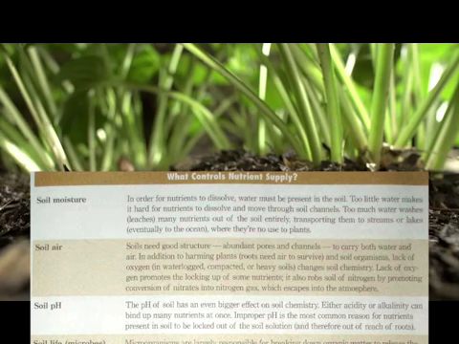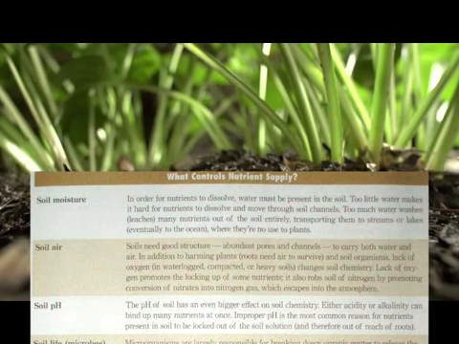Soil air. Soils need good structure, abundant pores and channels to carry both water and air. In addition to harming plants, whose roots need air to survive, and harming soil organisms, the lack of oxygen in waterlogged, compacted, or heavy soils changes soil chemistry. Lack of oxygen promotes the locking up of some nutrients. It also robs soil of nitrogen by promoting conversion of nitrates into nitrogen gas, which then escapes into the atmosphere.